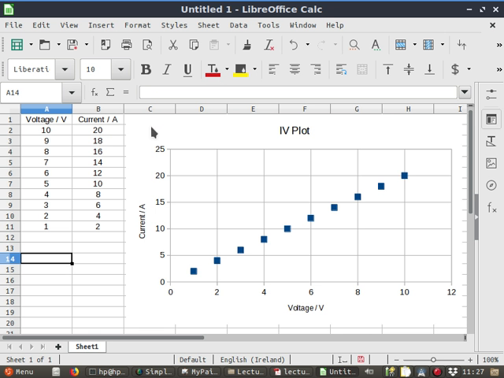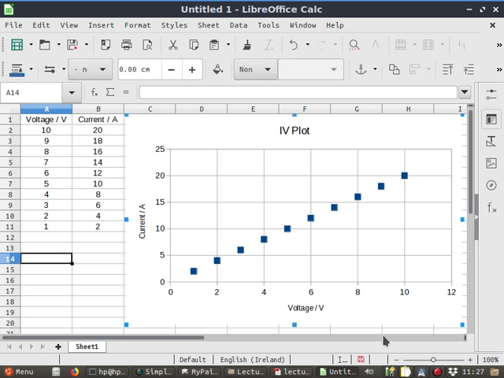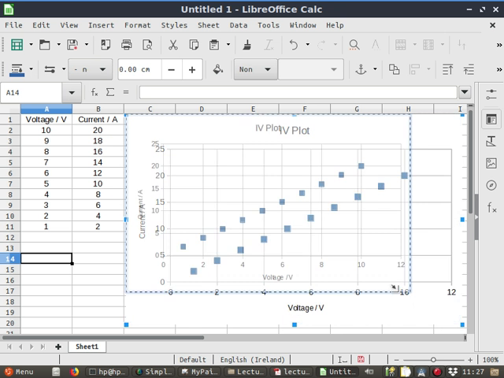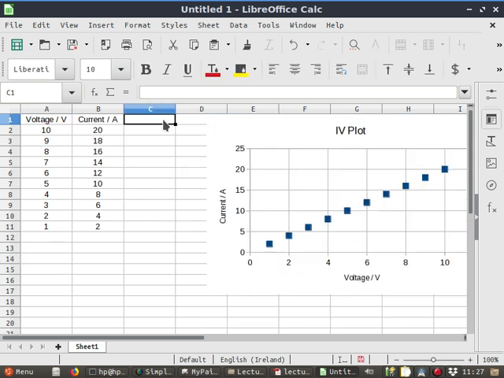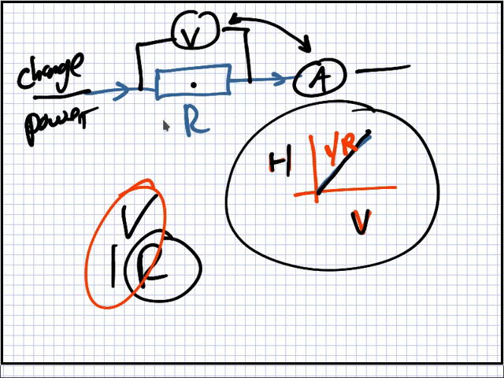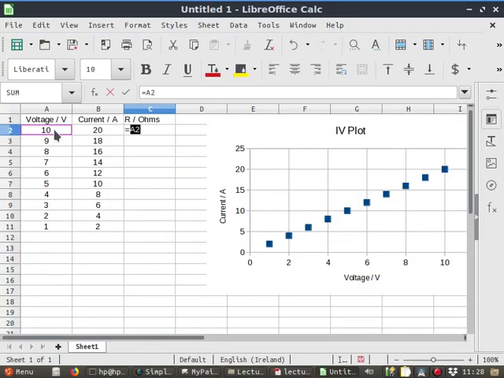So watch, if I just shrink this a little bit, just move this over here, and put another one here for R in ohms. And remember we said R is V over I, so that's equal to V.